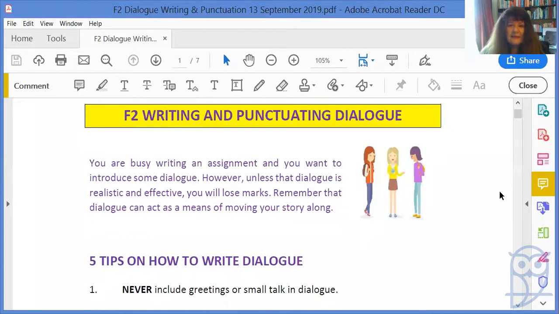Writing and punctuating dialogue. You're busy writing an assignment and you want to introduce some dialogue. However, unless the dialogue is realistic and effective, it might just cause you to lose marks rather than gain marks. If you do it properly, you will get extra marks. Remember, the dialogue can act as a means of moving your story along. So you don't always have to write paragraphs and compound sentences about what's happening. Your speakers who are doing the dialogue can tell us what's happening.